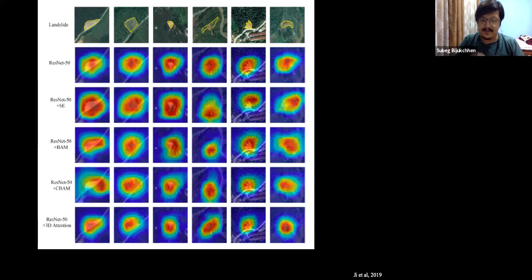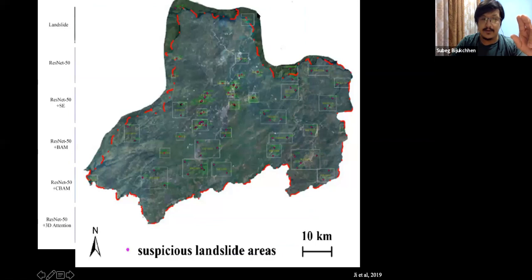the landslides, because there's a difference in color, right? And then they used that training module to find landslides. This is the area, the red dots are the landslides that were found by the program. Those are suspicious landslide areas.